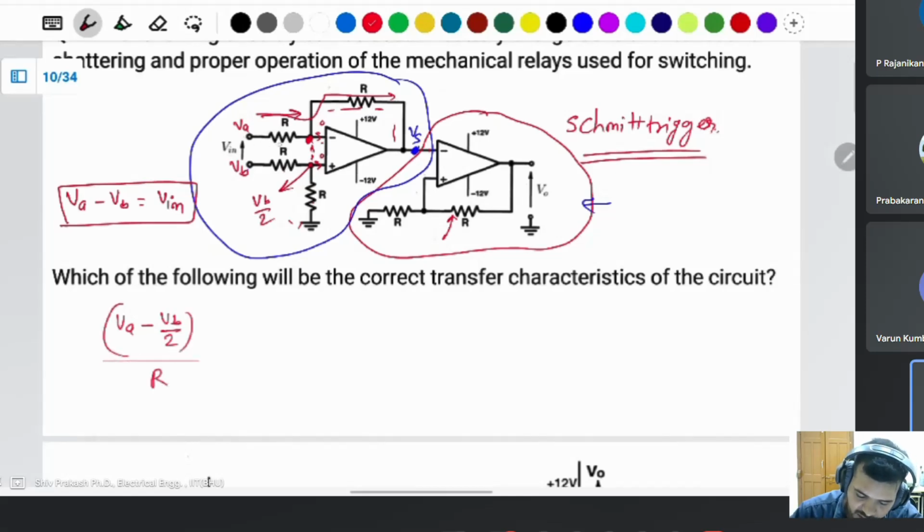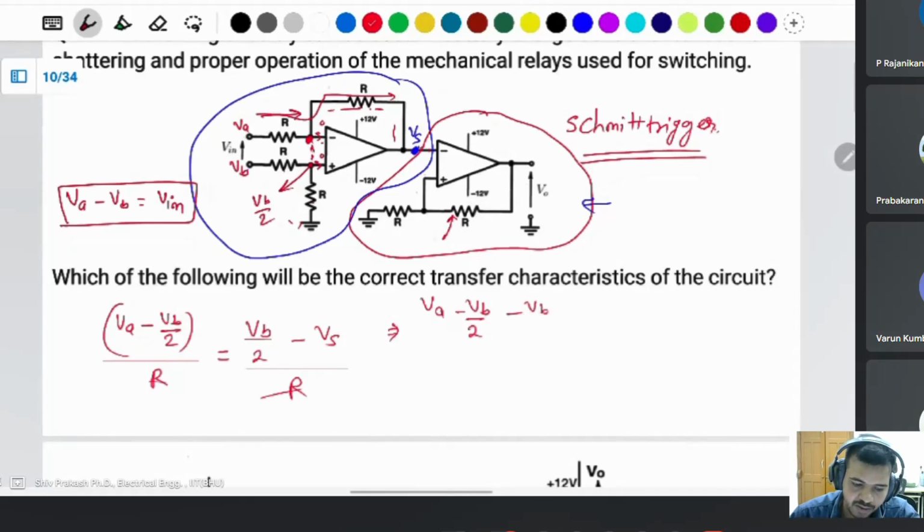The voltage difference across the resistance is this voltage minus Vs, VB by 2 minus Vs, divided by this resistance. R and R will cancel out. Then what happened? VA minus VB by 2 minus VB by 2, if you transfer to the left hand side, is equal to minus Vs.